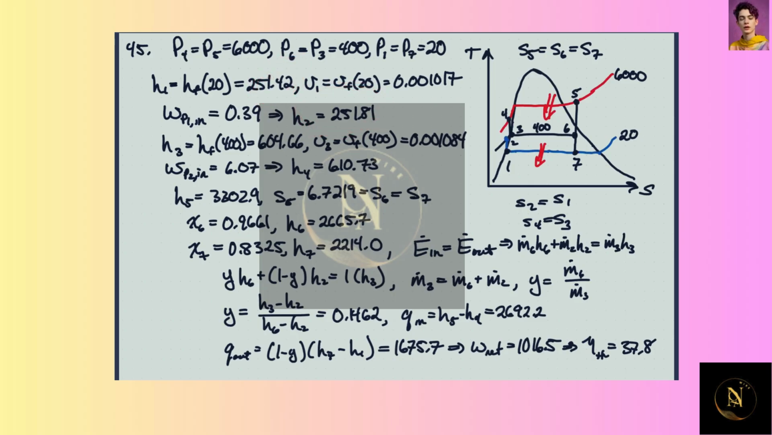Now the enthalpy at 3, again, we have a saturated liquid at 400 kilopascal, so we can get the enthalpy there, we can get the specific volume there, and then we can get the work going into this pump here, and that's quite a bit more because we're pumping it up from 400 to 6000. And so we get about 6 kilojoules per kilogram. The enthalpy of 4 is then this plus this.